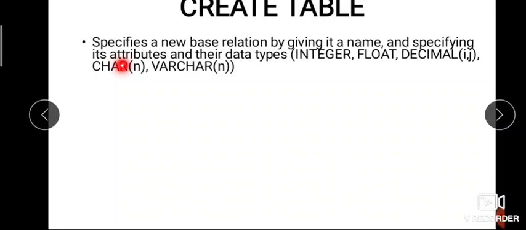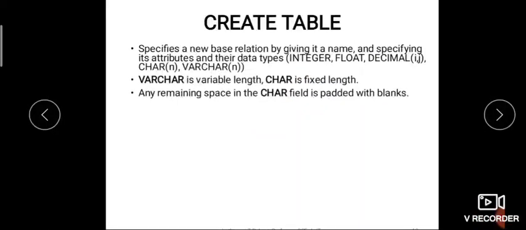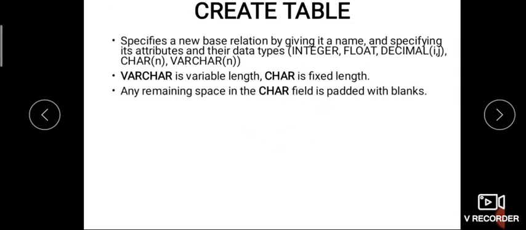So it is fixed, but variable character is not like that. You have given variable character of 10, but if you store only the 5 character name Latha, the remaining 5 characters will be given back to the heap. So efficient usage of memory will be done by the variable character. Okay, that is what I said. Variable character is of variable length and character is fixed length. Any remaining space in a character field is padded with blanks.